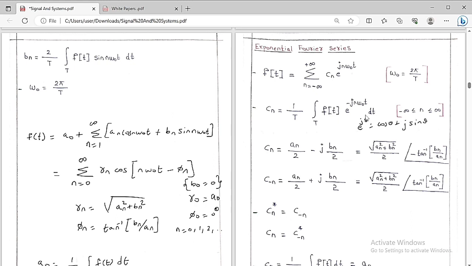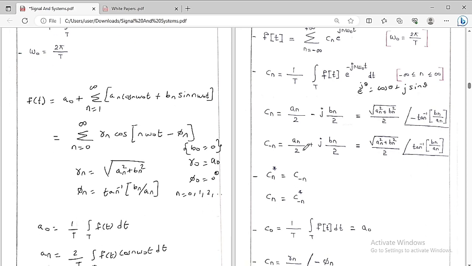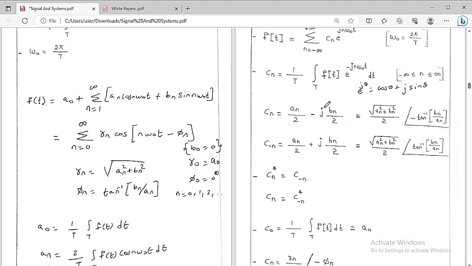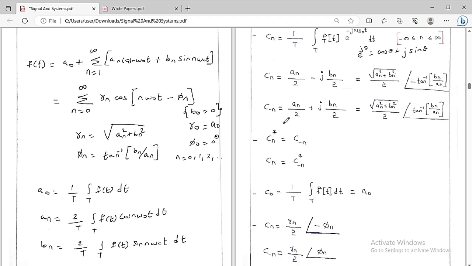Here theta is nothing but minus n omega naught t. So just expand this one. With theta equal to minus n omega naught t substituted, if we expand, we are going to get finally in this format: Cn is equal to An by 2 minus j Bn by 2. An, you know, is nothing but this one. Same thing we are going to get like that. So therefore you can see Cn is equal to An by 2 minus j Bn by 2.